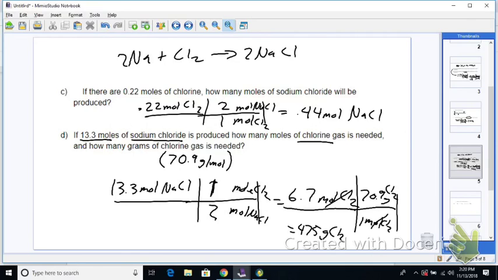Because you can measure grams easier. Because you can measure grams with a balance, you can't measure moles. There's no balance in the back where you put something on there and it tells you how many moles you have. So you've got to have the grams so that you can count later on.